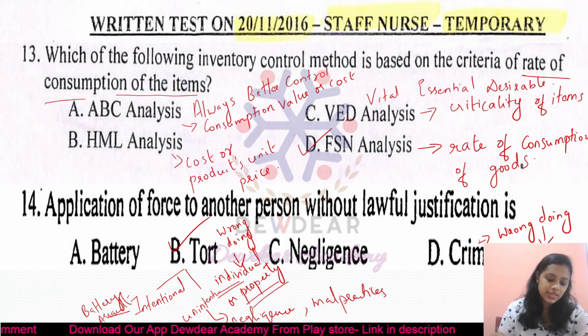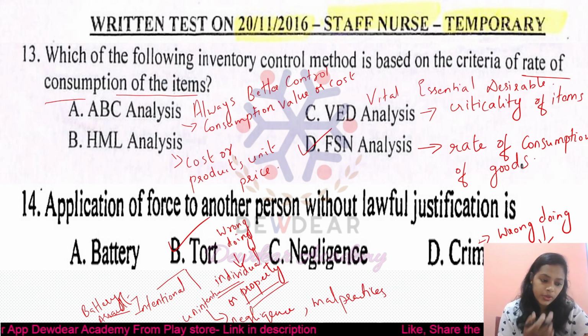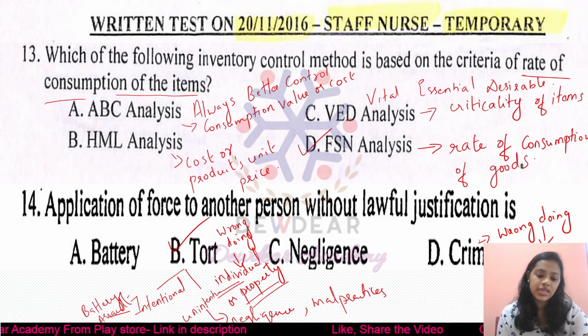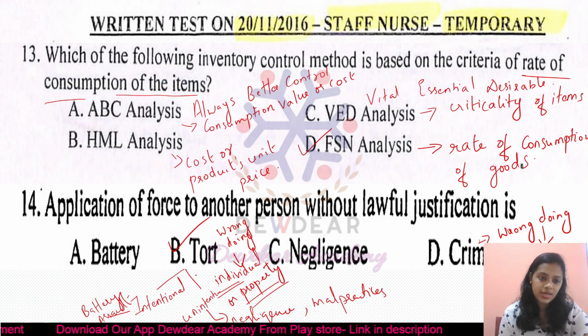So in intentional tort comes battery. What is battery? What do you mean by battery? It is the intentional infliction of harm or offensive contact. Battery means application of force to another person without lawful justification, or we can say touching without consent. That is battery. So here the correct answer is option A, battery.